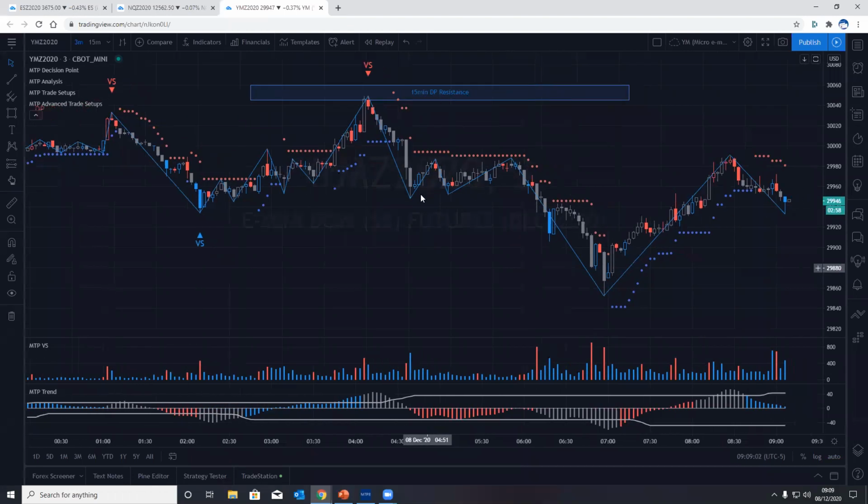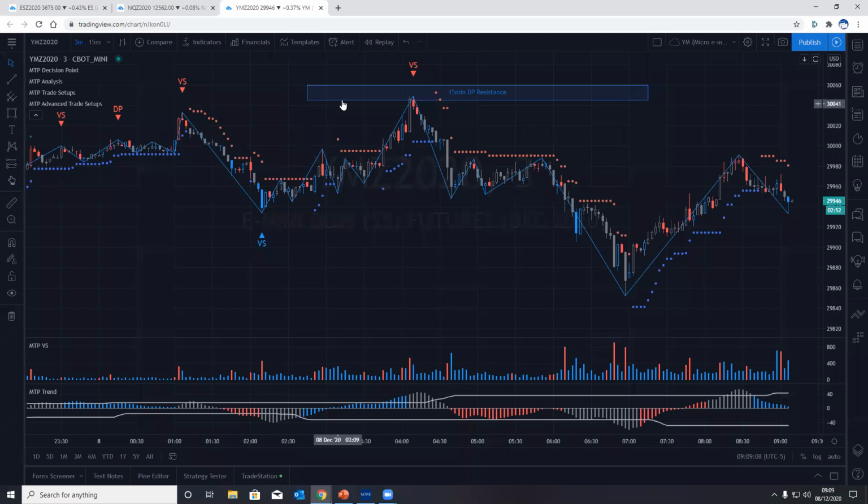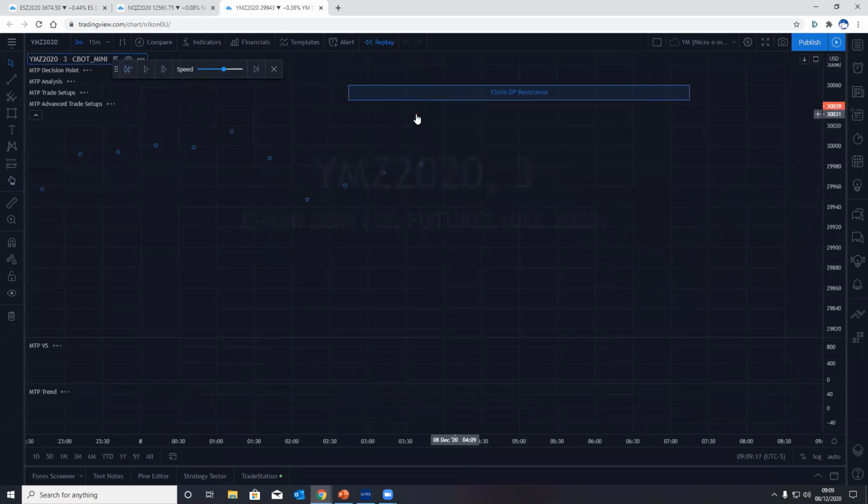And sure enough, can you see what happened there? We had a VS trade setup. So what's a VS trade setup? Well, I'm just going to use the replay again. I'm just going to come back to around that high.